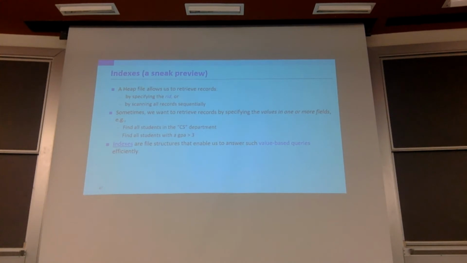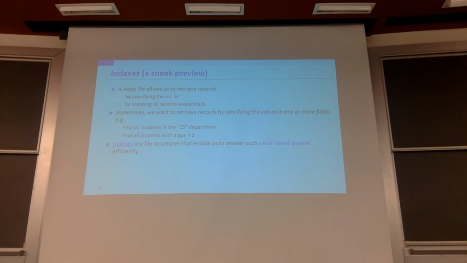But sometimes we do frequently need to access records according to some particular predicates or conditions. Like we want to find students with GPA greater than 3, or all the students in the CS department, or just find a student with a specific student ID. That's where indexes are useful. Basically, an index is a file structure that enables us to quickly find a set or multi-set of records that satisfy certain conditions.